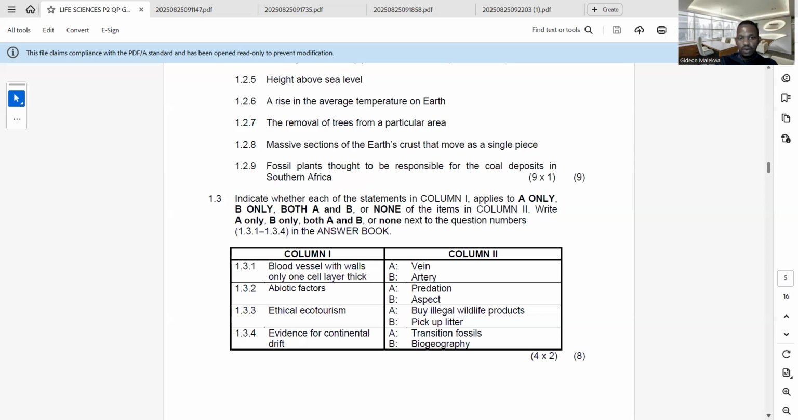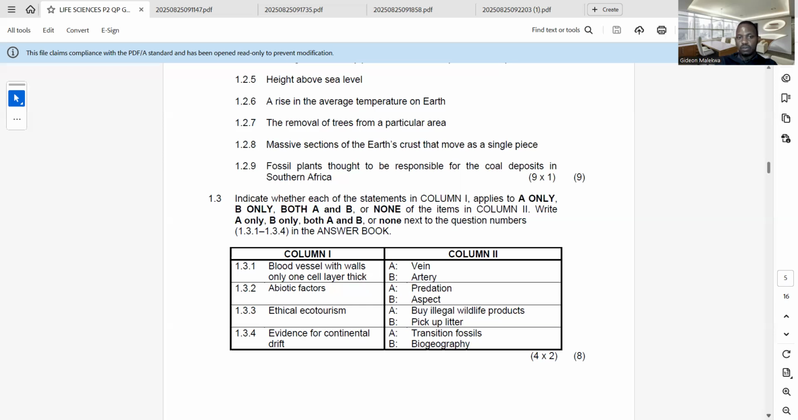Question 1.3.1 from column A says blood vessels with walls only one cell layer thick. What they're telling us is which blood vessels have very thin layers, or very thin lining, in other words. So that will be the capillaries. Do we have capillaries in column 2? No, we don't. We've got the vein, we've got the artery, and there are no capillaries there.